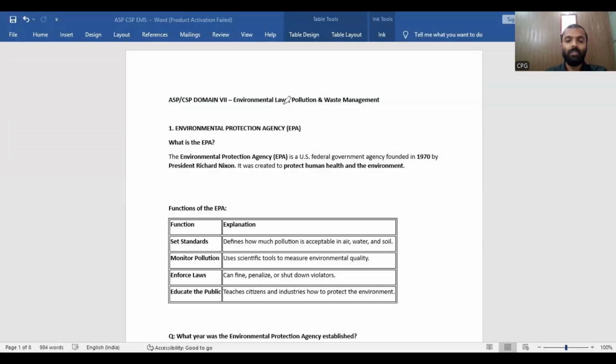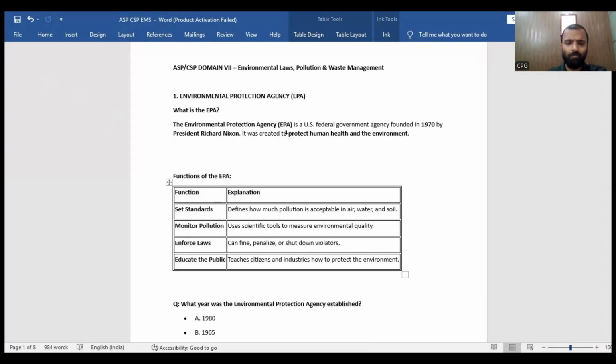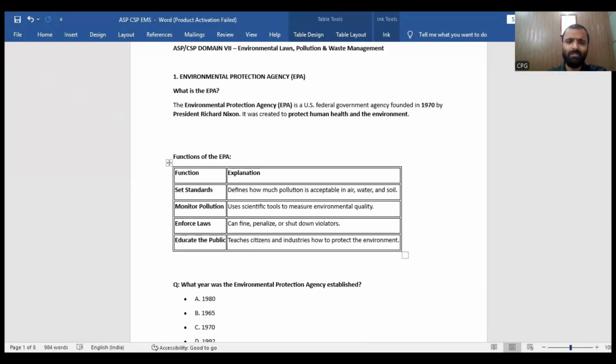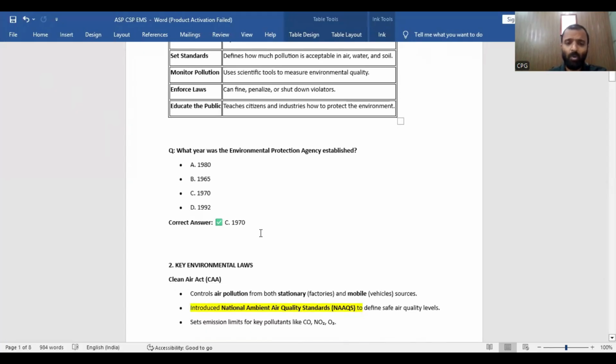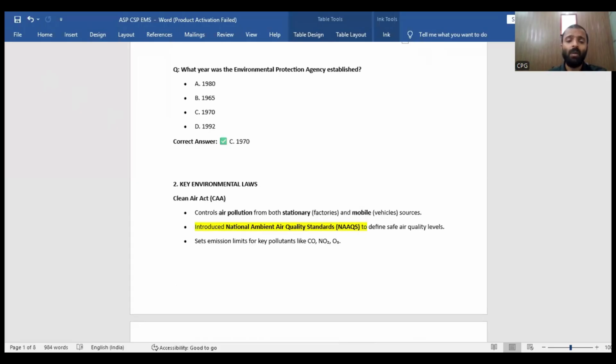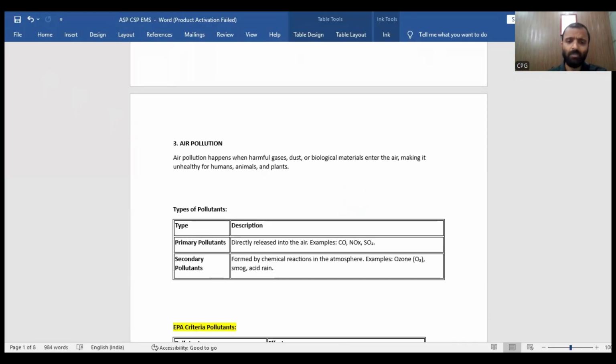Hello friends, this is the ASP CSP examination series preparation, and in this series we will be discussing Module 7, the Environmental Protection Agency laws and regulations. In this discussion we will also discuss model questions from the same topic, as well as various environmental laws, model questions related to them, and past questions.